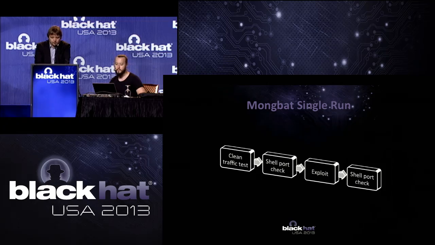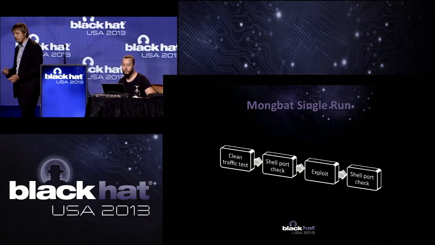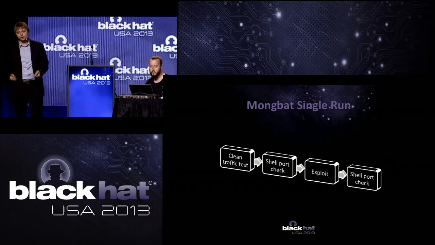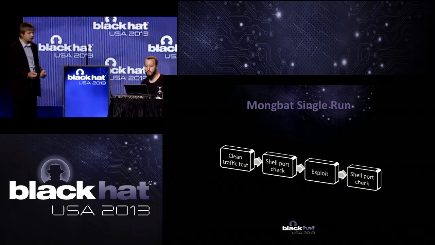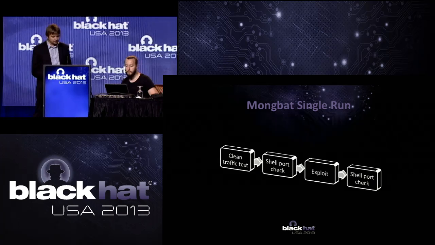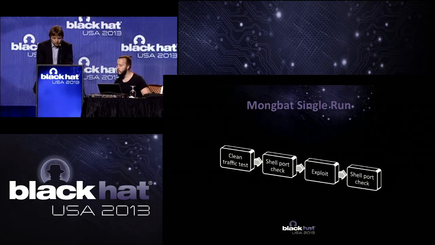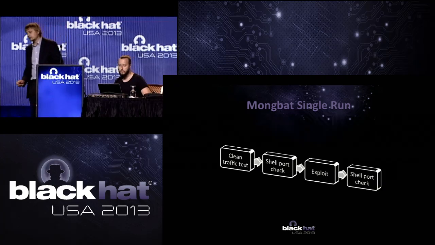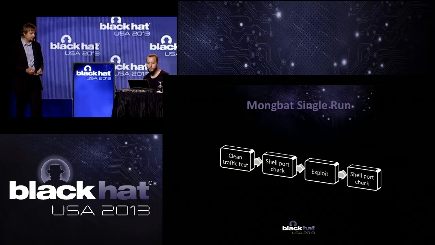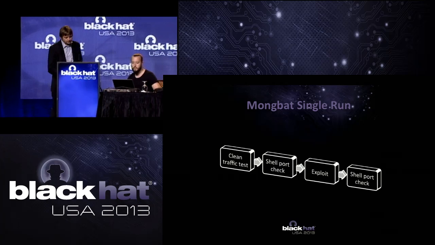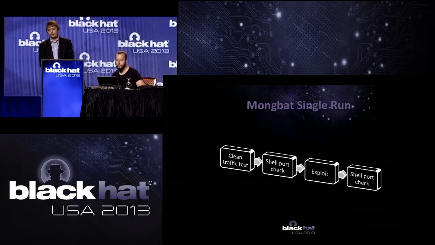The Monkpad single run starts with a clean traffic test. Clean traffic test means that before exploiting the remote host, we want to know that we can reach it. So the clean test is where we try to talk to the vulnerable server, but not exploit it. If the clean test is successful, then we check that there isn't any previous backdoor or shell running on the target host. And if there isn't any, then we try to exploit it. And if the exploit is successful, there will be a backdoor or a shell on a high port that we can connect to.